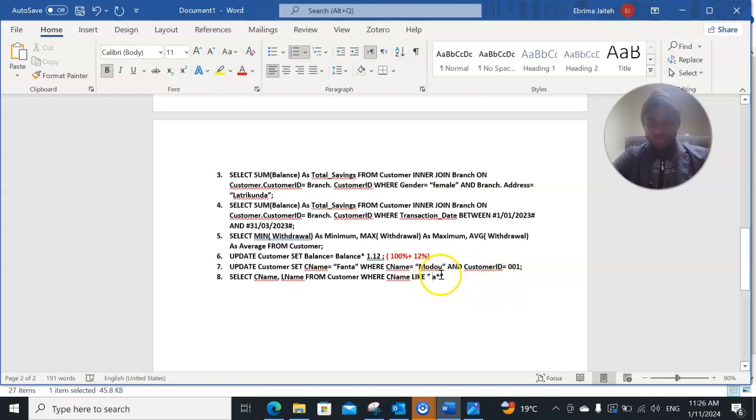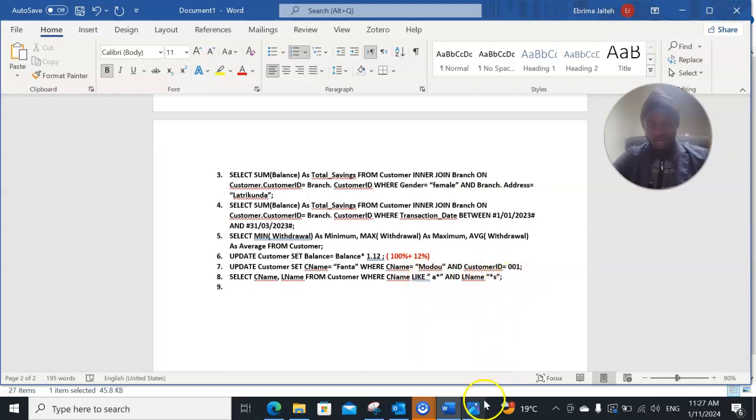So this asterisk sign will tell you that this means starts. And L name, that is the last name, ends with what? S. So we're going to write here S, but for this S we write the asterisk sign at the beginning. It means ends. Then we put it in quotation, because they are letters or characters. And then you write your semicolon. Select CNAME, last name from customer, where CNAME like means starts with A and last name ends with S.